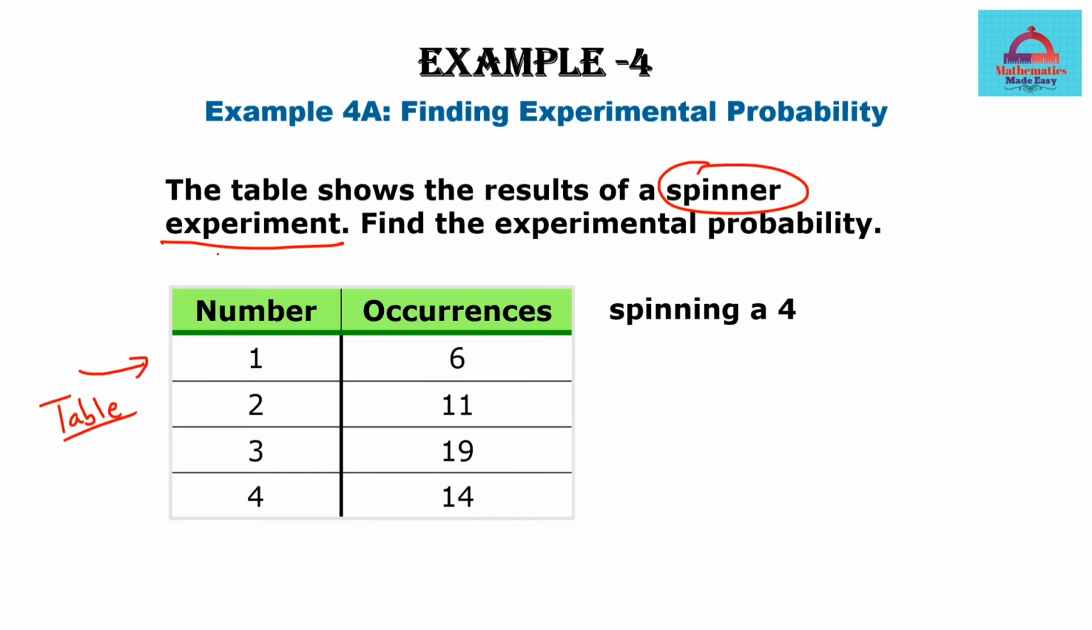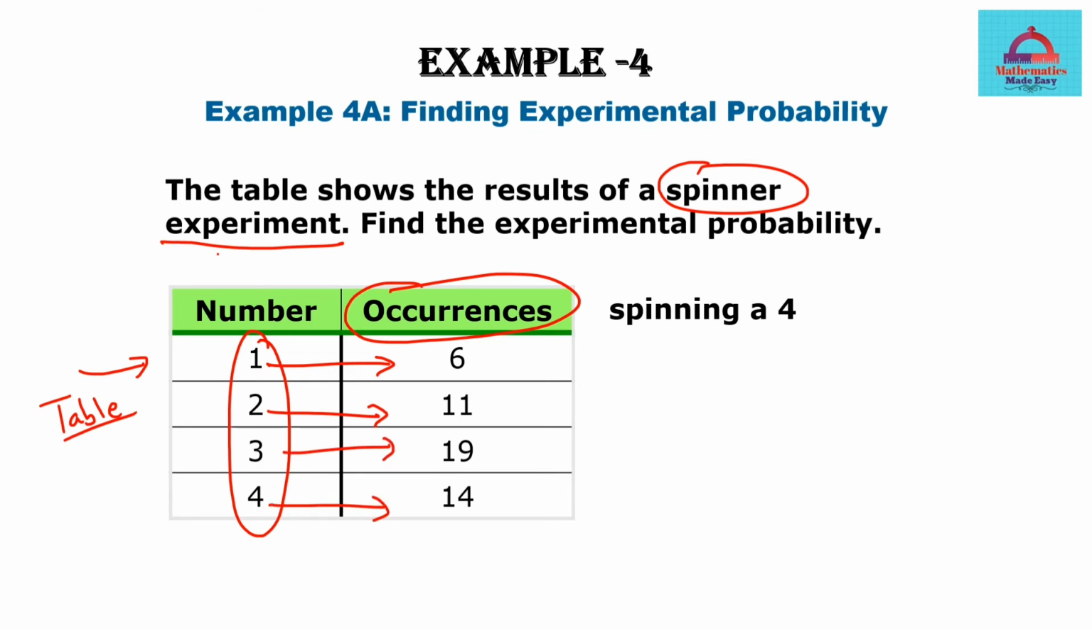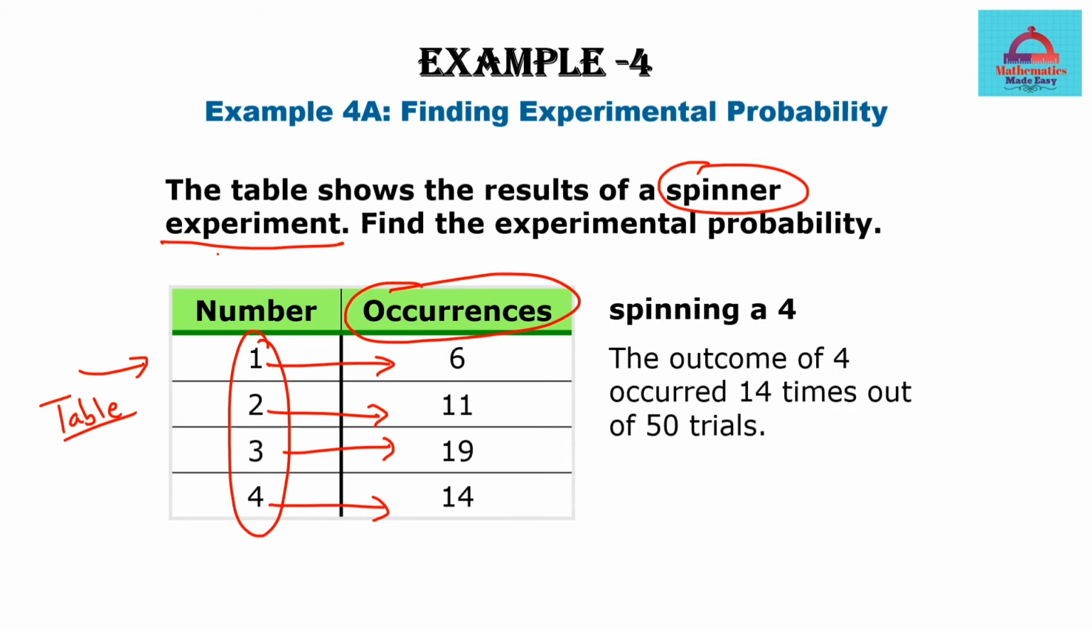So when you are doing this experiment, you are spinning the spinner, and there are 4 cases which are possible: 1, 2, 3 and 4. These 4 numbers can come on the spinner. The number of times the number 1 comes up is 6, 2 comes up 11 times, 3 comes up 19 times and 4 comes up 14 times. Now we need to find the experimental probability that you are getting an outcome of.